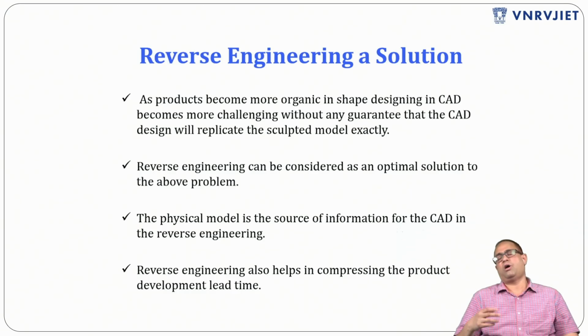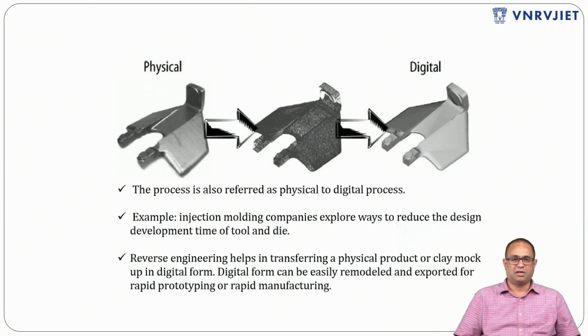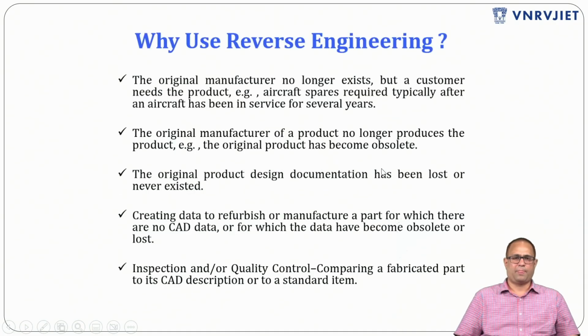In what ways is it going to become a solution? As products become more organic in shape, designing in CAD becomes more challenging. This is where reverse engineering is considered the optimal solution. The physical model is the source of information for the CAD in reverse engineering. It also helps in compressing the product development lead time. This is the main reason we go for reverse engineering. Here, a physical object is obtained as a digital one. This is a simple example of an injection molded part being scanned and converted to a digital model.